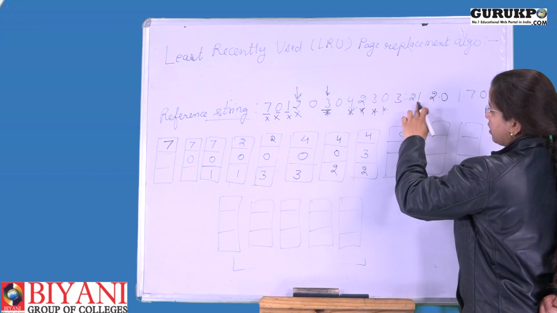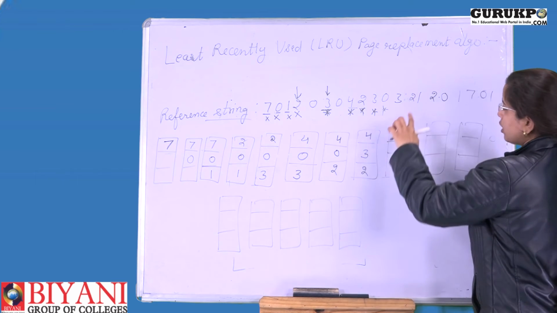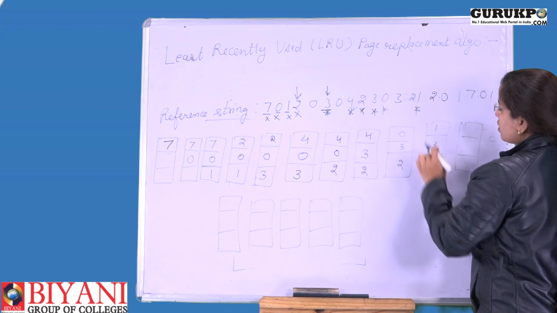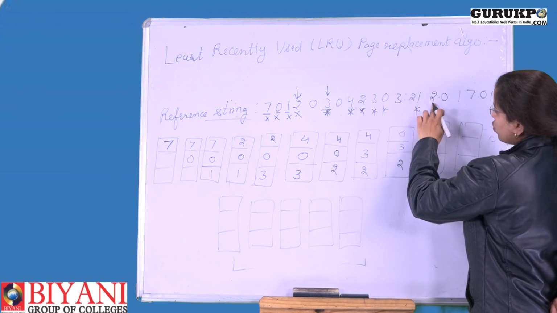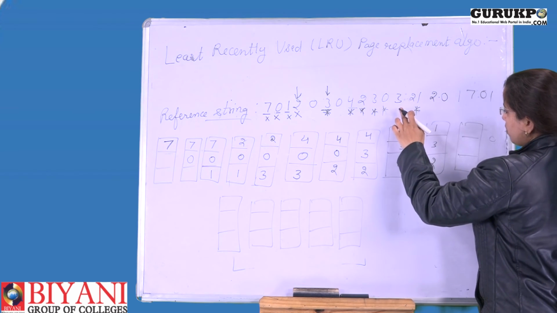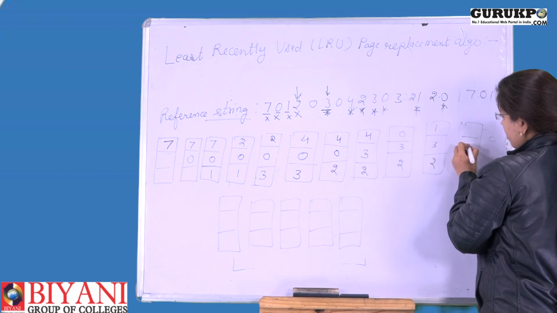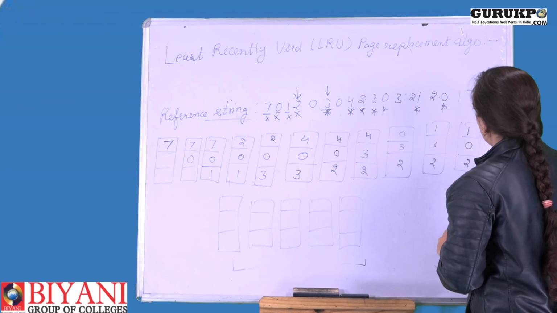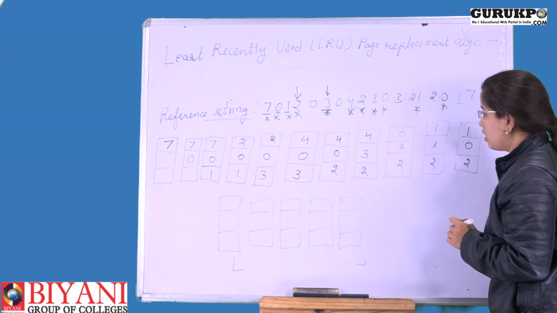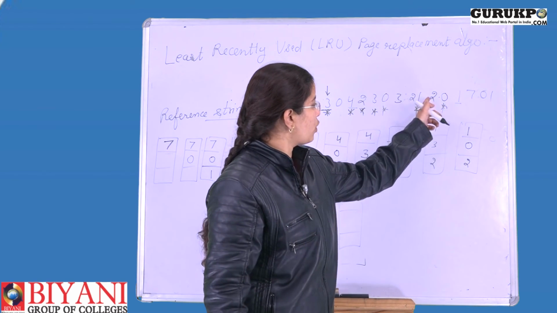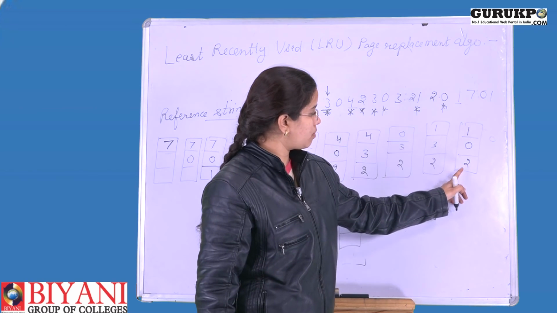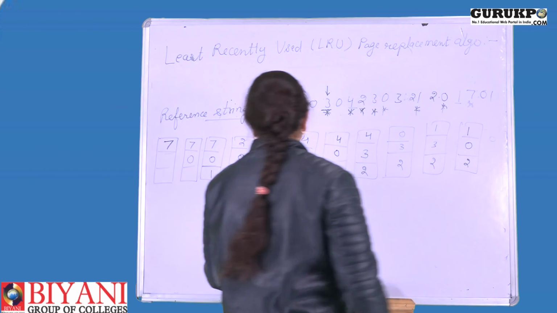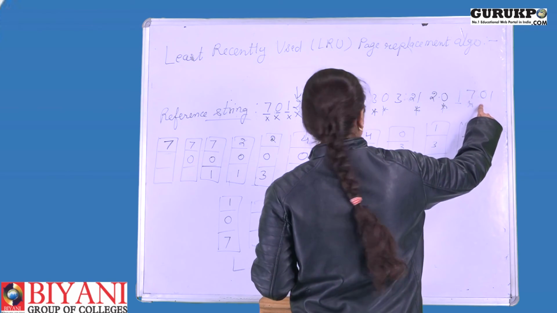3 is available, 2 is available, 1 is required. In that case 0 is least recently used, so change the 0 with the 1. Again 2 is required, 2 is available here. 0 is required, then 2, 1 and 3: 3 is least recently used and 0 will be loaded here. Again 1 is required, 1 is already available. 7 is not available. Before 7 there are 1, 0 and 2: 2 is least recently used. We replace the 2 with the 7. So it will be 7, 0 and 1.